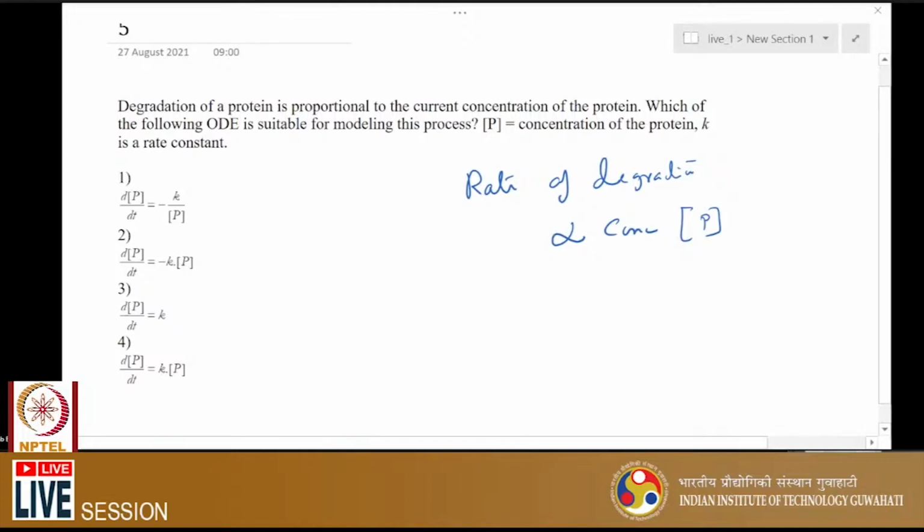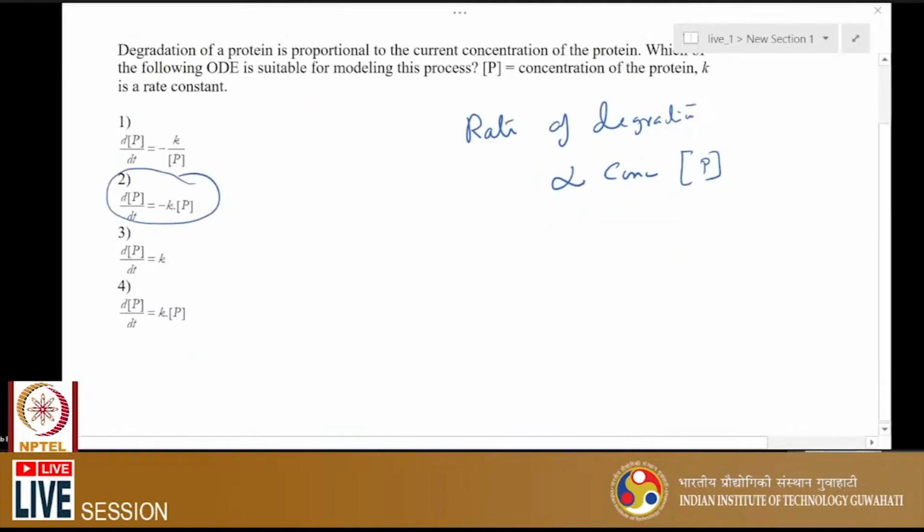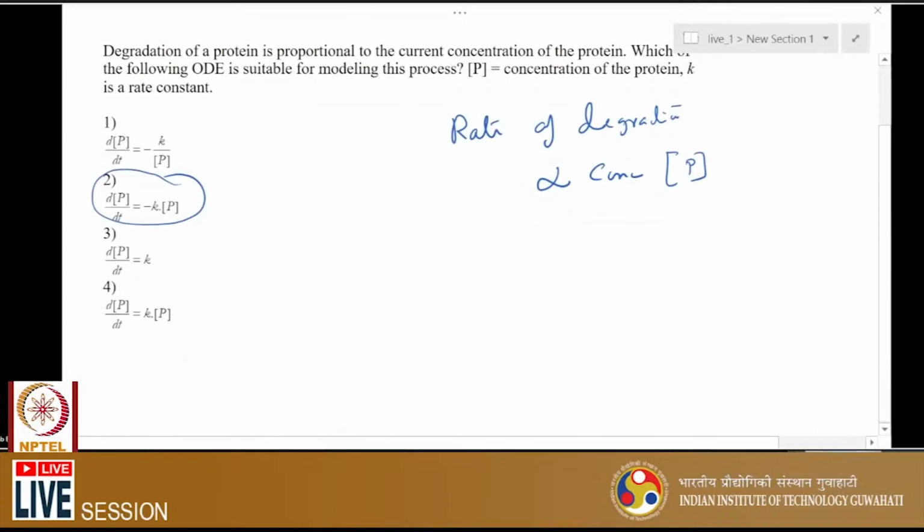Okay. Yes, Manish, Anand, Manisha, both of you are correct. The second one is the correct answer. So just to explain to others, I will write dP/dt. This is my rate, and this is proportional to P. This is called first order reaction.